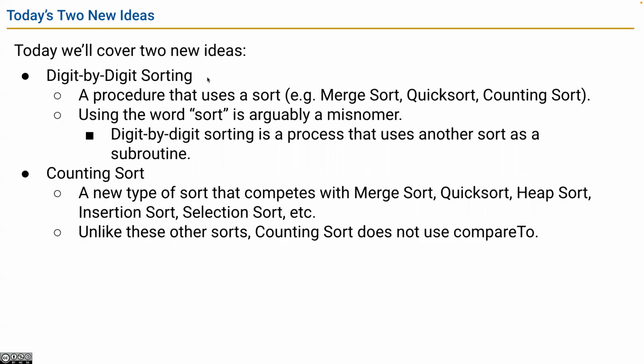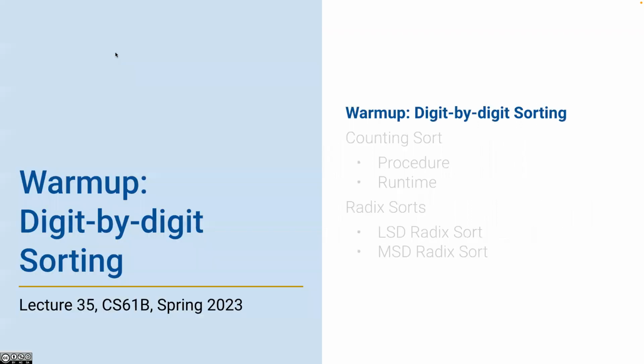Counting sort is an idea like merge sort or quick sort or whatever that directly competes. It is a sorting algorithm, but it has a trick or difference: it does not use compareTo at all. So we'll get there. Those are the two ideas we're going to have today. I refactored this lecture a little bit from the past. I think it'll work better this way. Maybe not. So I'm experimenting today, but we're going to do digit by digit sorting first.